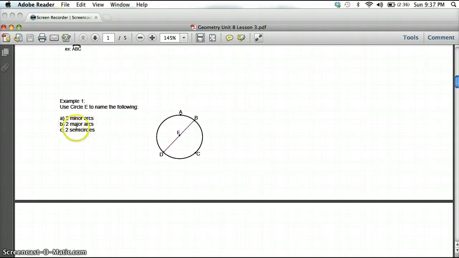Now, 2 major arcs are 2 arcs that are more than 180 degrees. So we know that B, A, D is half of a circle. That's our semicircle. And our other semicircle is B, C, D. So our major arc has to be more than that. So our major arc is B, A, D, C, or B, D, C. And then our other major arc is C, A, B. Okay?